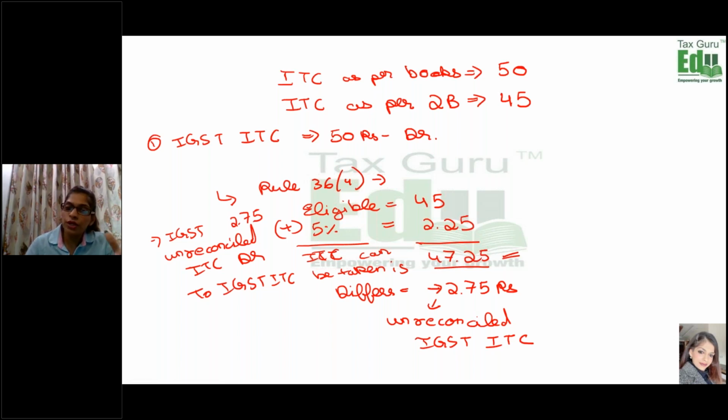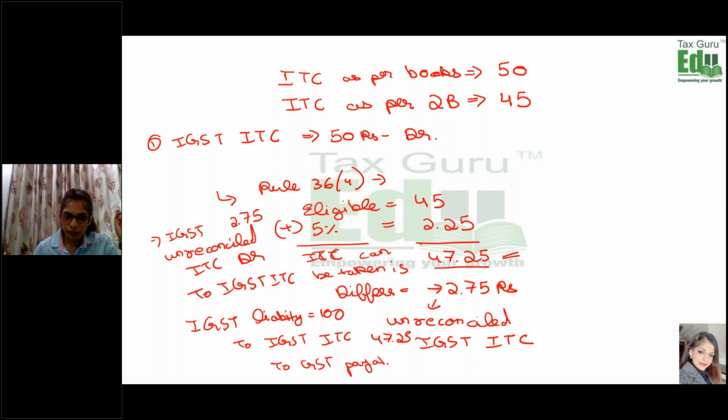Now with 47.25, I'll pass my adjustment entry, which will become IGST liability, that was 100, to IGST ITC, that will come 47.25, to GST payable, which will come to what? I think I've taken some different figures now. So it will come to 52.75. So now this is your payment liability, and this you are going to pay in cash, and then you will get it adjusted. What would be the next level of entry?